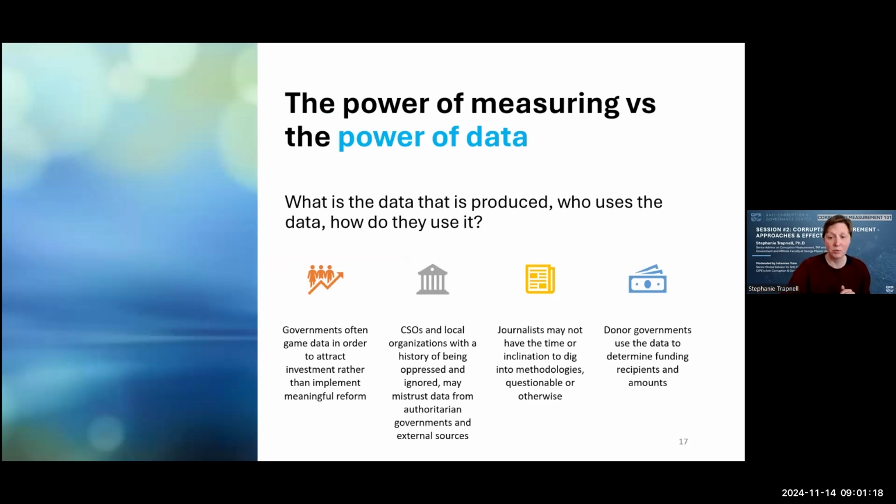So there's also the issue of data. What is the data that's produced? Who uses that data and how do they use it? And I'll give you 4 examples. Governments often game data in order to attract investment rather than implement meaningful reform.